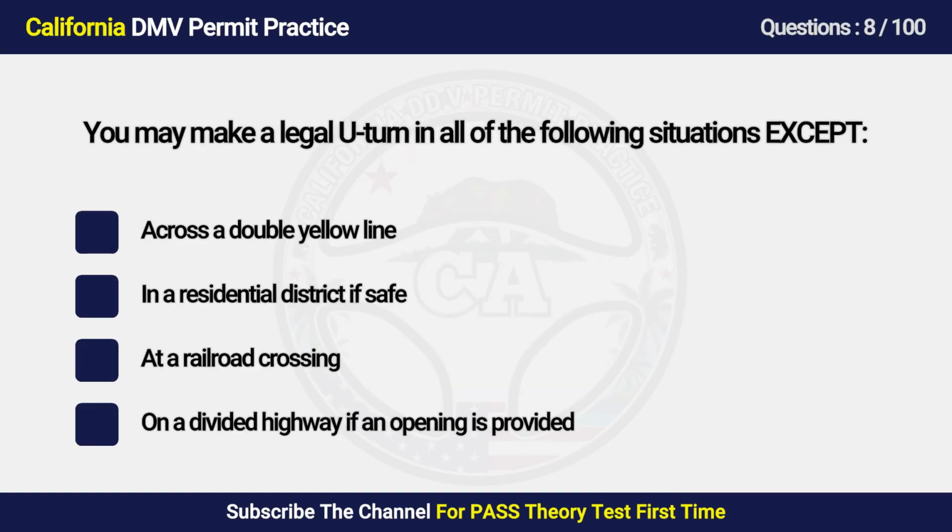Question 8. You may make a legal U-turn in all of the following situations except A. Across a double yellow line. B. In a residential district if safe. C. At a railroad crossing. D. On a divided highway if an opening is provided.